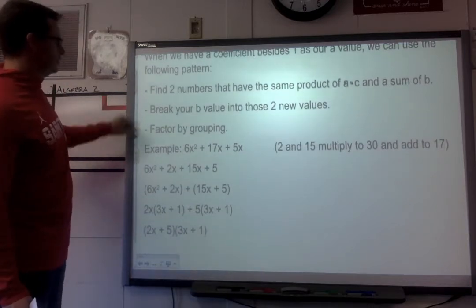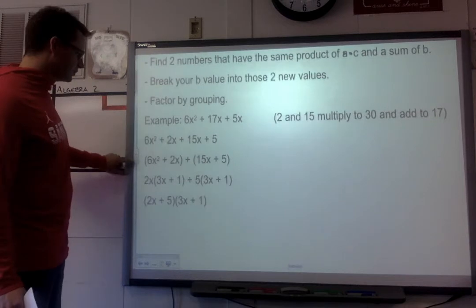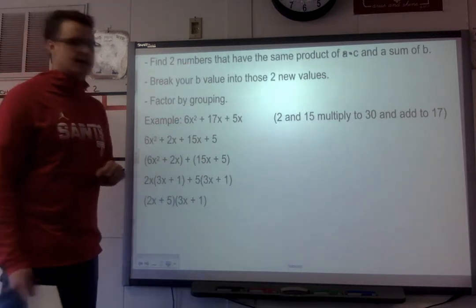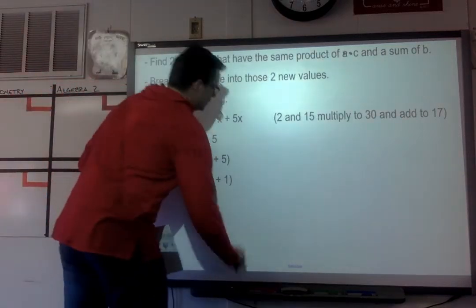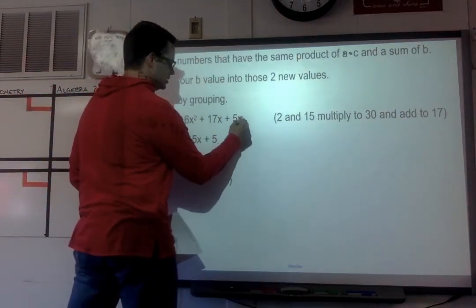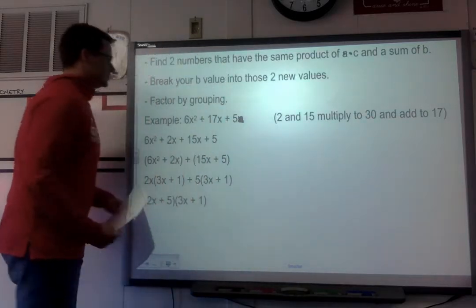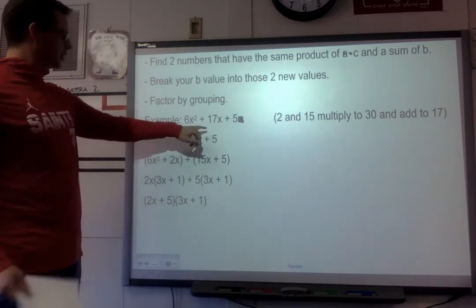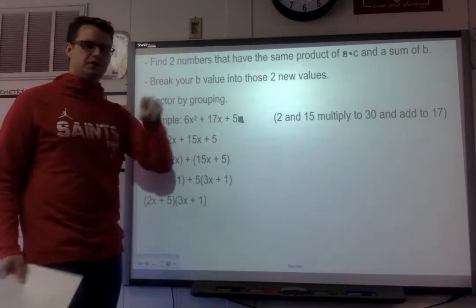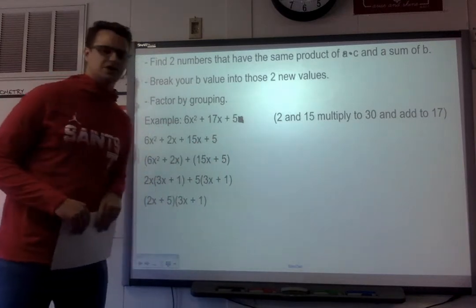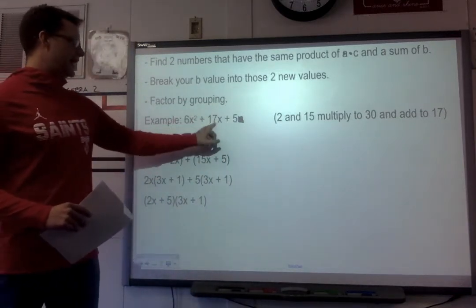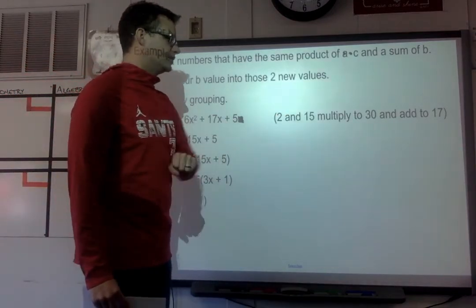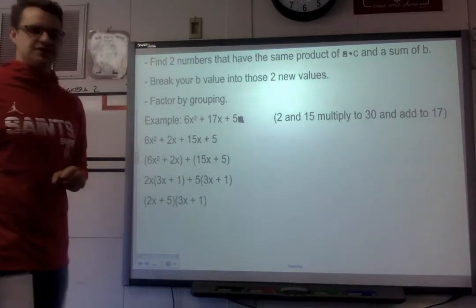So an example of following these steps: if we have the trinomial 6x squared plus 17x plus 5, what we need to do is find two numbers that multiply to a times c, which in this case is 30, and that add to our b value, which is 17. In this case, that's going to be 2 and 15. They multiply to 30 and add to 17.